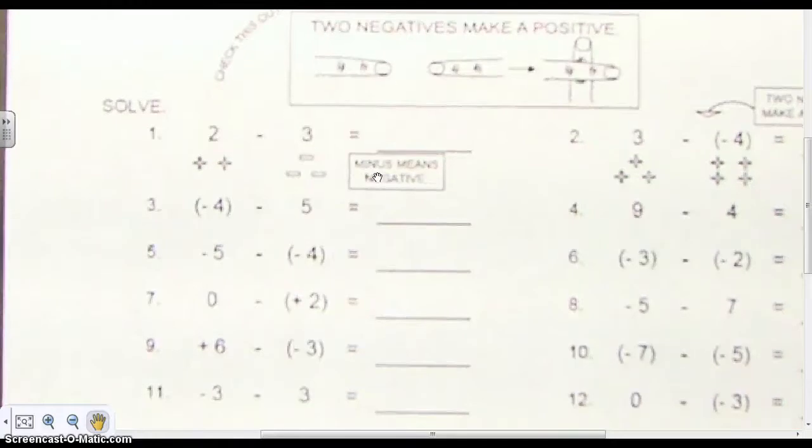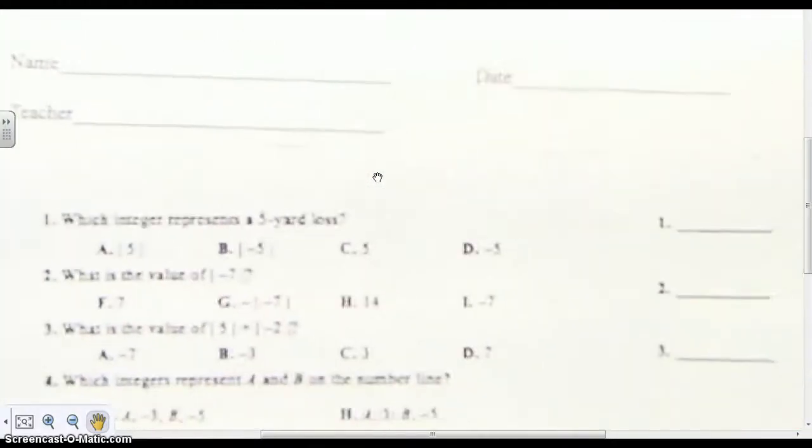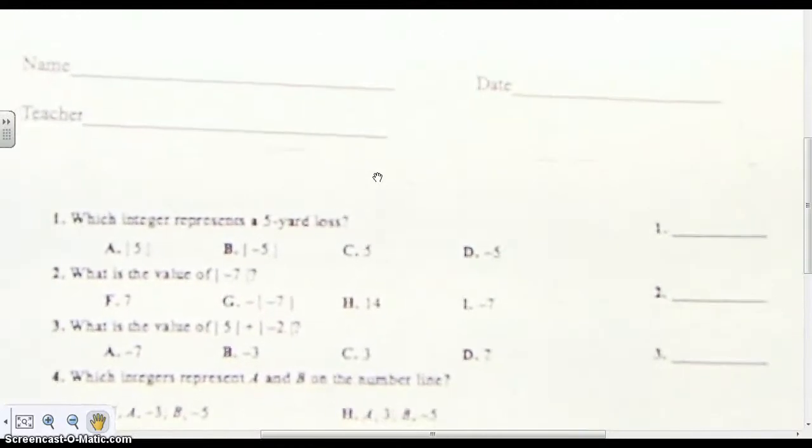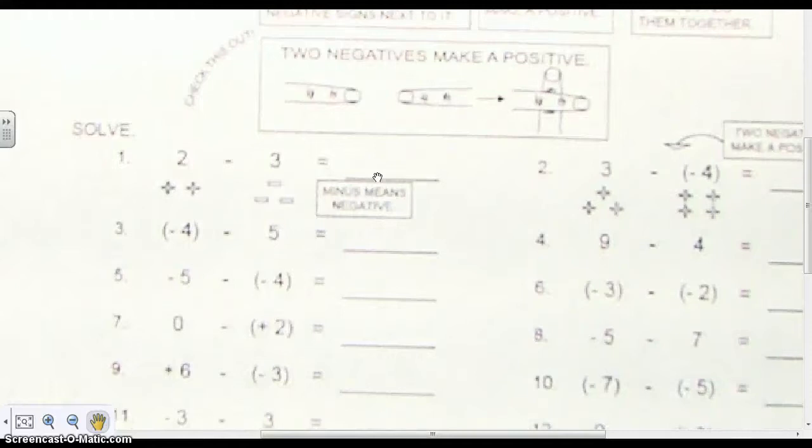And the quiz looks like this. It says that at the top. You should not be doing this sheet until that is done. So make sure you've done that and you turned it in, and then you're on to this as your next step.